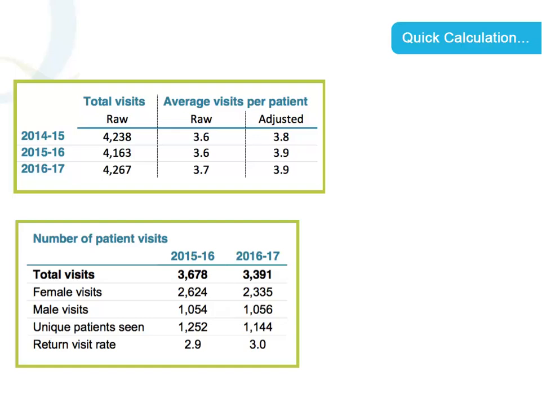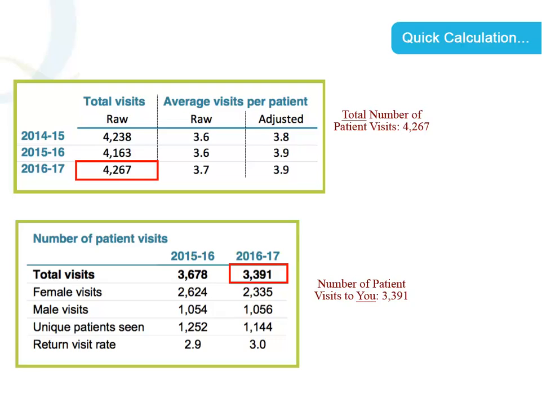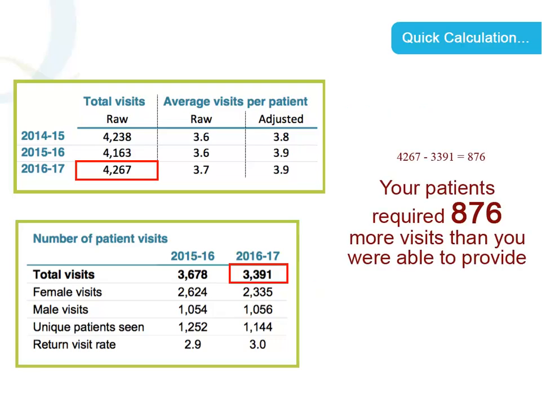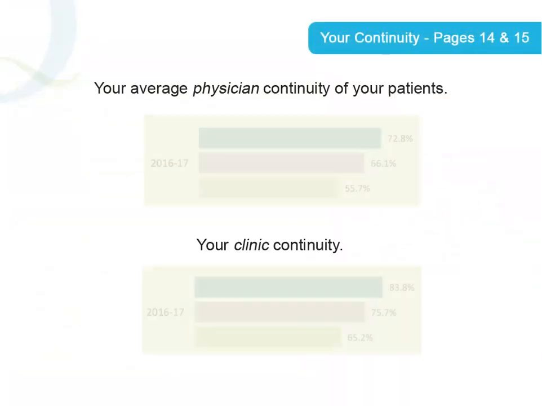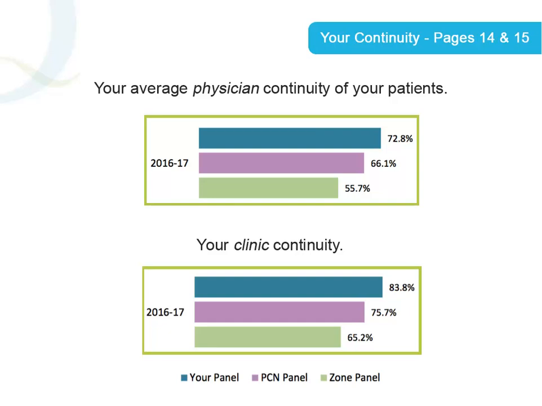Step 3 walks you through the number of visits your patients had with other family physicians compared to what you were able to provide. Here we see that the panel's demand of 4,267 visits to any primary care physician exceeded the physician capacity of 3,391 by 876 visits. On pages 14 and 15, you can find your average physician and clinical continuity.